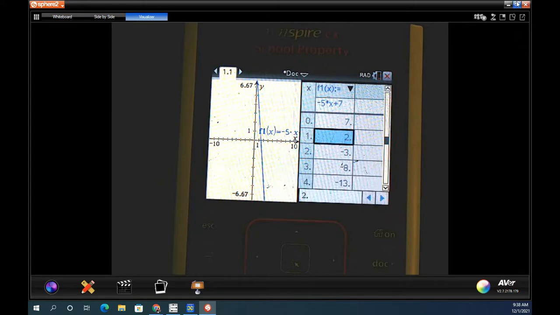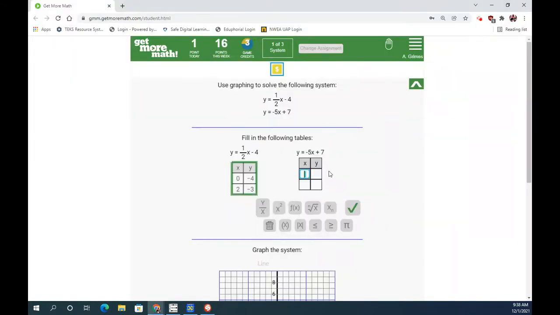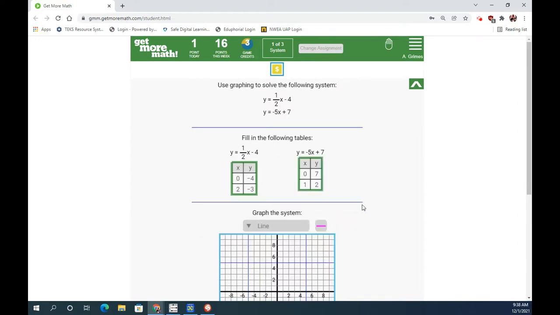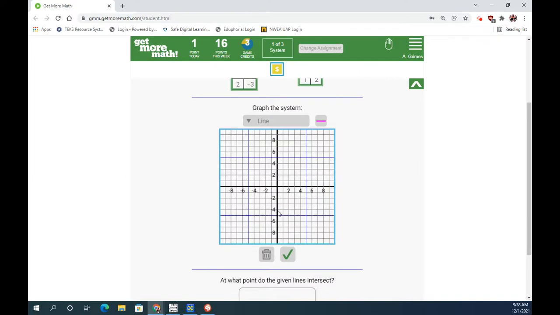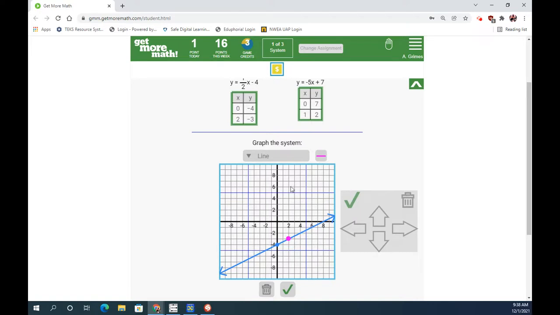All right, so we go to here. So we go 0, right arrow 7, and 1, 2. We got 2 green boxes. Let's plot the points. 0, negative 4, and 2, negative 3. That's one of them. Now, 0, 7, which is right here, and 1, 2.